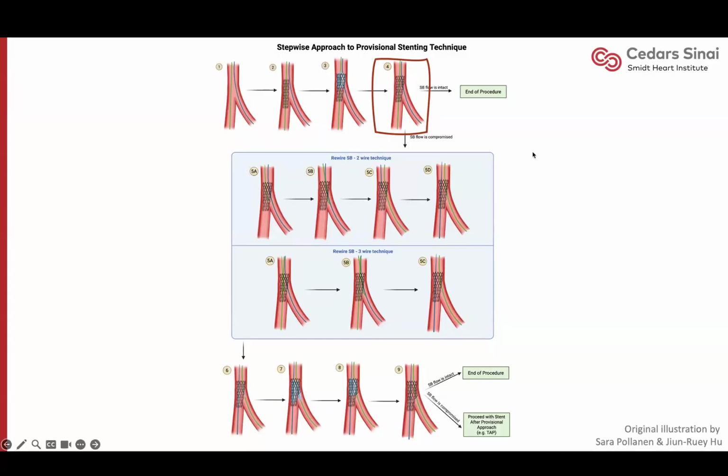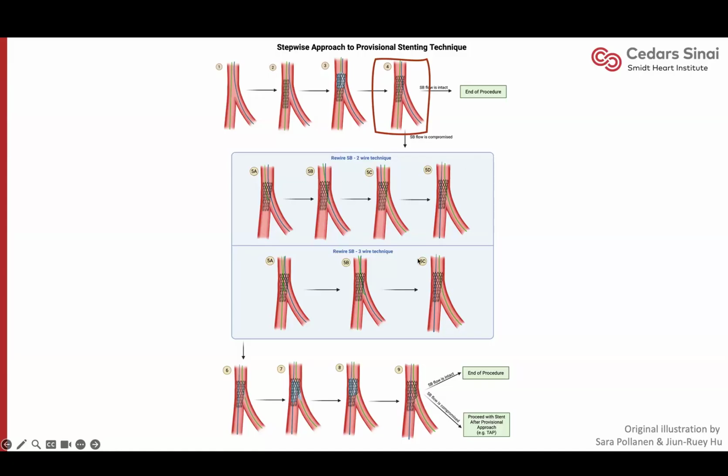If the side branch flow is intact with TIMI 3, then it is acceptable to end the procedure here and remove both wires. If the side branch flow is compromised, meaning TIMI flow is less than 3 or side branch stenosis is more than 70%, then proceed with rewiring the side branch through the distal struts of the main vessel stent. You can do this using the 2-wire technique or 3-wire technique for rewiring the side branch.